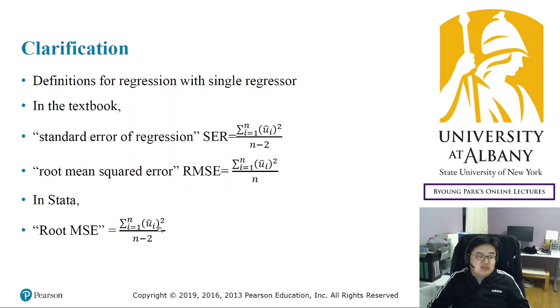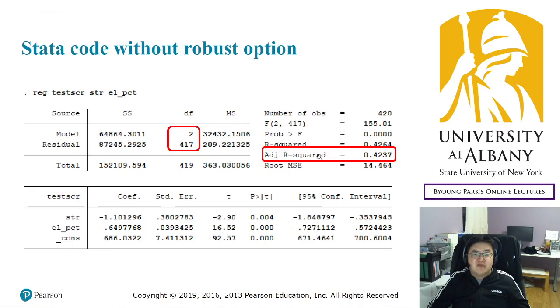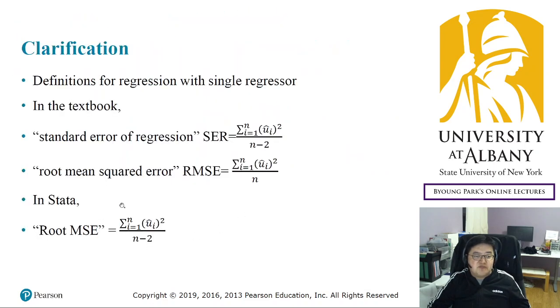So it is this one. In our result, root mean squared error is the standard error of the regression we had in the textbook. And this is calculated from this divided by this, taking the square root: the square root of the sum of squares divided by degrees of freedom. Then you will get the root mean squared error, as you can see. So these are the conflicting definitions between the textbook and Stata.